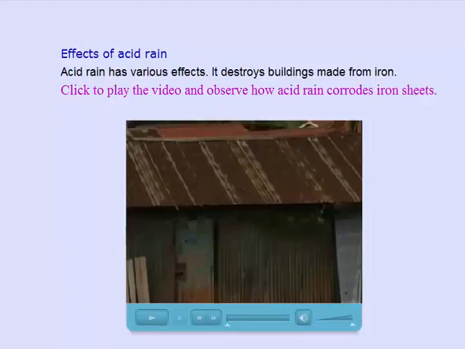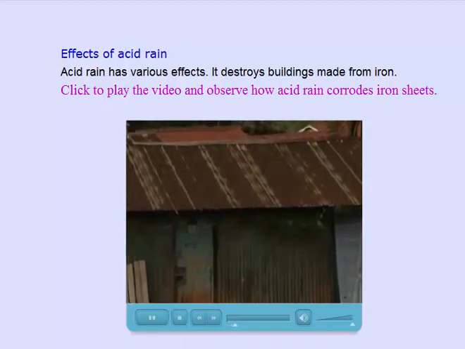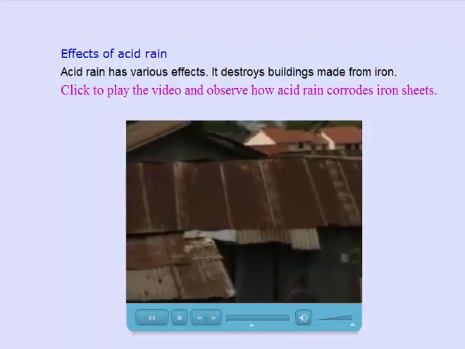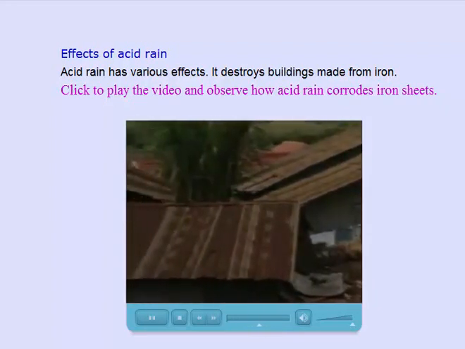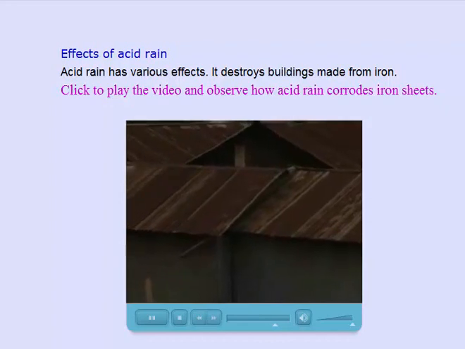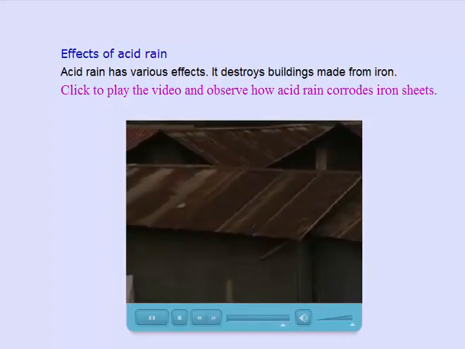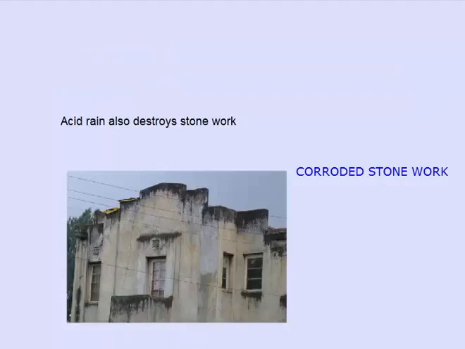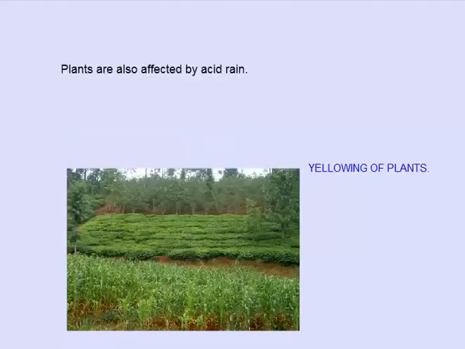Effects of acid rain. Acid rain has various effects. It destroys buildings made from iron. Click to play the video and observe how acid rain corrodes iron sheets. Acid rain also destroys stonework. Plants are also affected by acid rain.